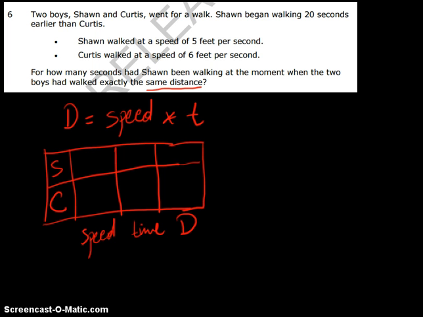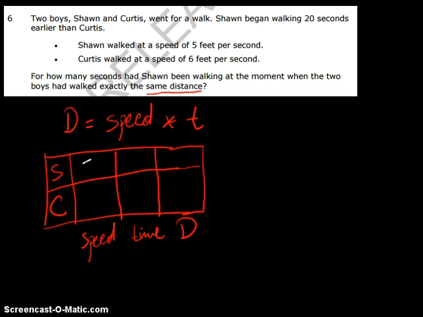So let's go ahead and take care of the speed. Sean's speed was 5 meters per second, so I'm going to write 5 here. And Curtis' speed is 6 meters per second. We also know that Sean began walking 20 seconds earlier than Curtis. So if we let t be the time that it takes Sean, then Curtis would be taking t minus 20 seconds, because he started 20 seconds later than Sean.